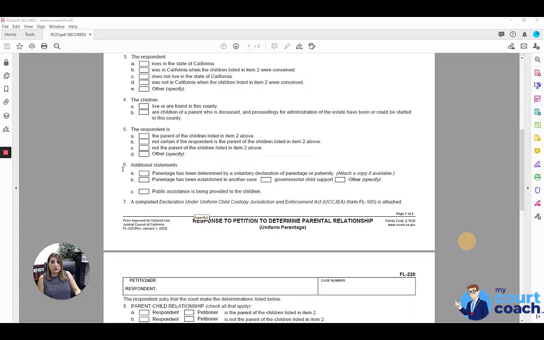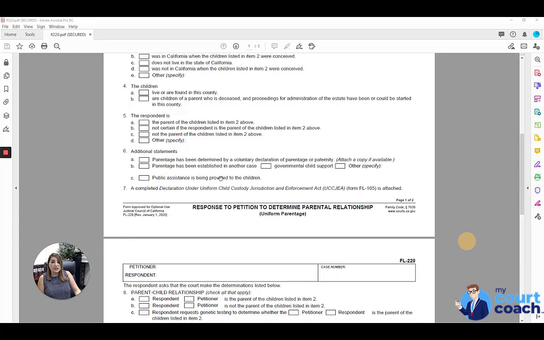There are some additional statements that were included on the petition, and so this is your opportunity to respond to those. 6A, if you believe that parentage has been determined by a voluntary declaration of paternity or parentage, you can mark 6A, and if you have a copy of that, you can attach it to this form. 6B, if you believe parentage has already been established for these children in another case, either a local child support case or some other proceeding, you can mark 6B and mark the appropriate box, which gives information to the court about where that parentage was established. 6C, if you believe that public assistance is being provided to the children, you will mark box 6C.